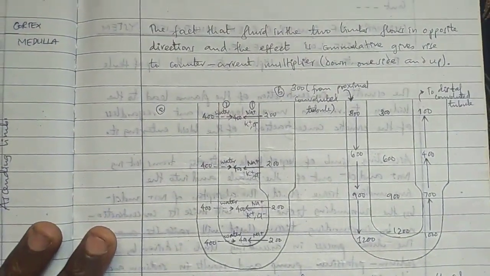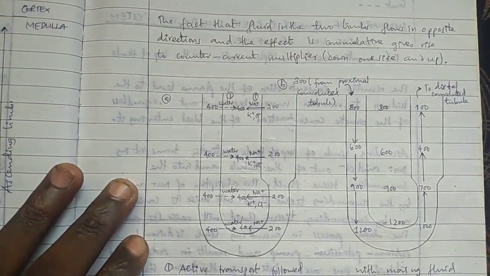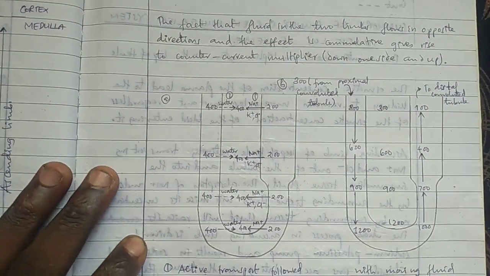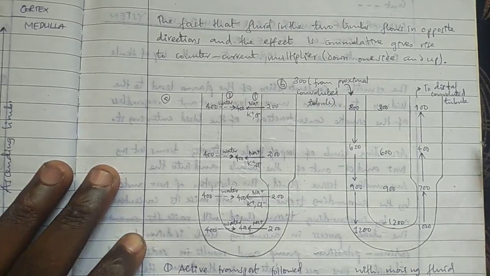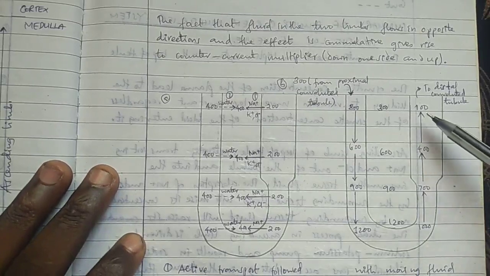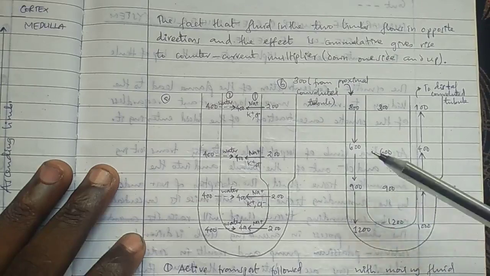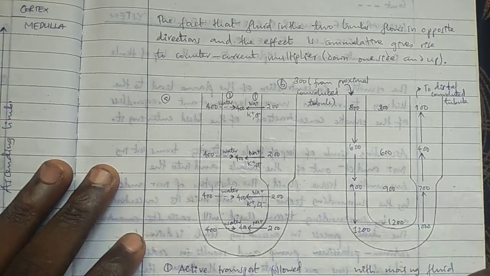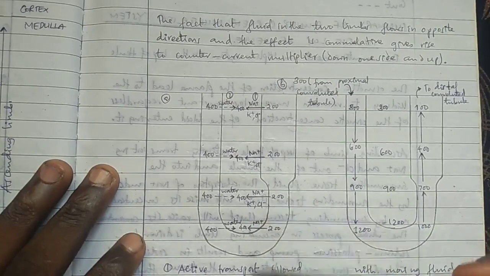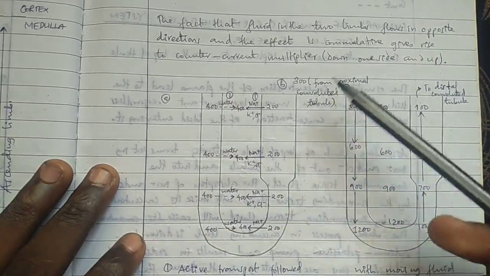So the fact that fluid in the limbs flow in the opposite direction and the effect is cumulative gives rise to the countercurrent multiplier down one side and up another side. So you can see this. Tuna 100, 400, 400, 700, 1000, 1200, 900, ni kama hivyo. Kwa hiyo kilichopo ni kwamba actually without active transport, unaona, kama tungekuwa hatuna active transport na hatuna mechanism yote, maana yake ingekuwa 400, 400, 400, 400, 200, 200, 200, 200.